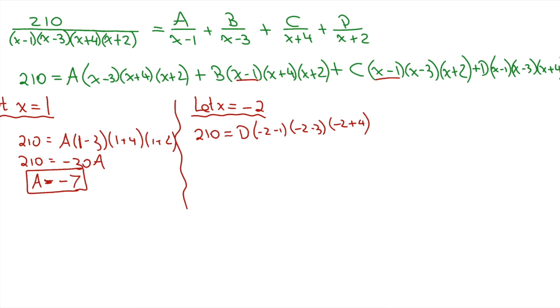So let's see, this is negative 3 times negative 5, 15. 15 times 2. Negative 30. So we get 210 is equal to negative 30d, and therefore d is equal to negative 7.